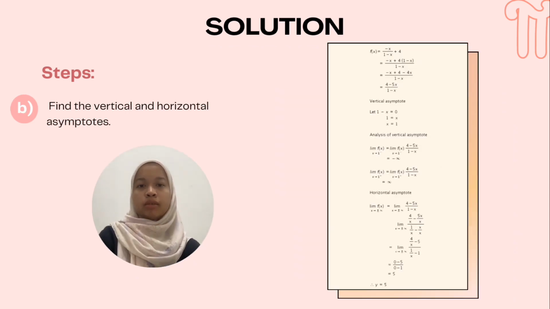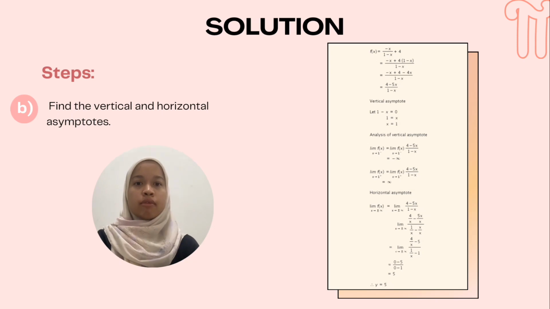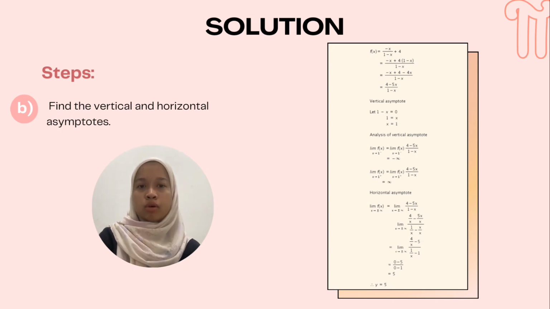Next, we need to find the vertical and horizontal asymptotes. So the first one, we need to simplify the equation, which is f(x) equals negative x over 1 minus x plus 4. After we simplify, we got f(x) equals 4 minus 5x over 1 minus x as the answer. Next, we need to find the vertical asymptote. So let 1 minus x equals 0. Then we got x equals 1.